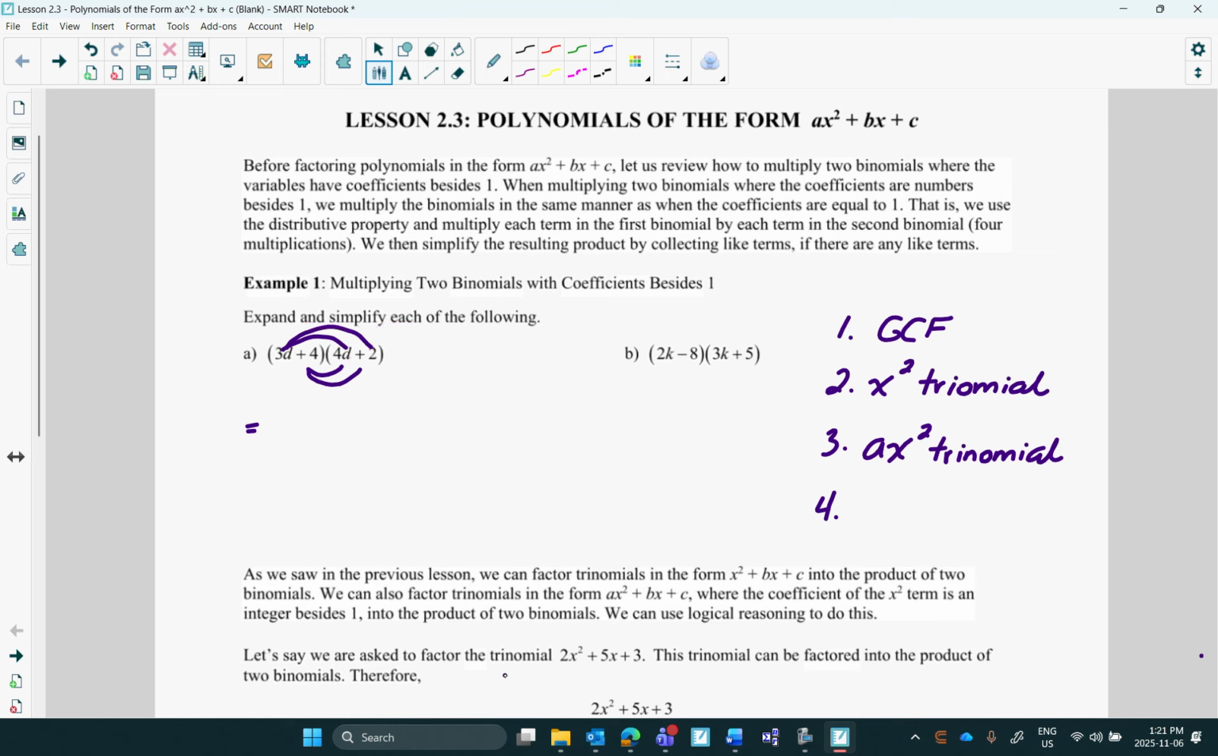So 3D times 4D, d squared. 3D times 2, 6D. 4 times 4D, 16D. And finally 4 times 2, 8. And like we did with the previous multiplications, we can combine the 2 in the middle to make 12D squared plus 22D plus 8.